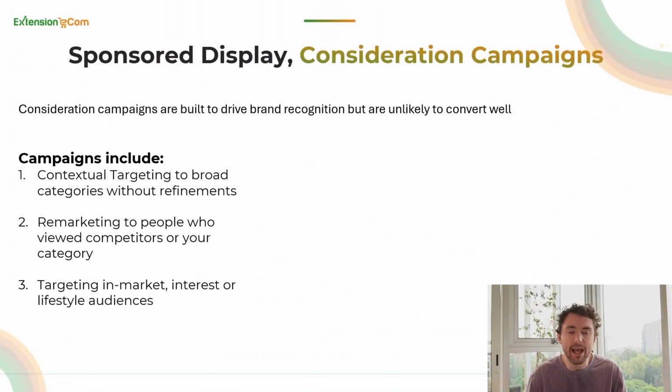So moving forward, now that we have that knocked out, let's talk about consideration campaigns. First of all, within Amazon, there's a few different campaign types here. The first is going to be contextual targeting to anything that's extremely broad. You're targeting a whole category on its own, and you're not niching it down to the subcategory level, and you're not adding in refinements, and you're just casting the widest possible net within that specific category.